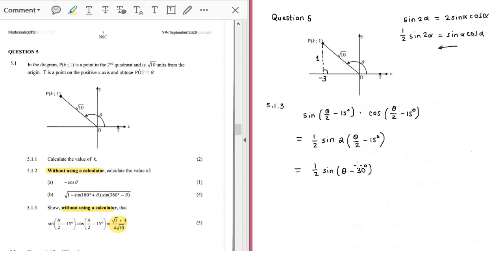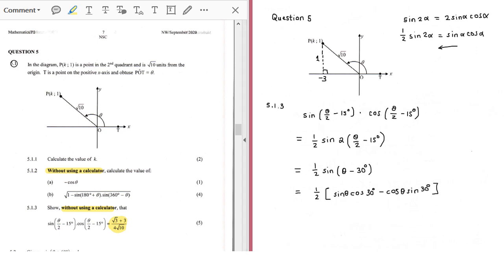Now grade 12, what do we see over here? We now see a compound angle. This half is still sitting outside, so let's expand this. We know that we're going to have sine theta times the cosine of 30 degrees minus the cosine of theta times the sine of 30 degrees.